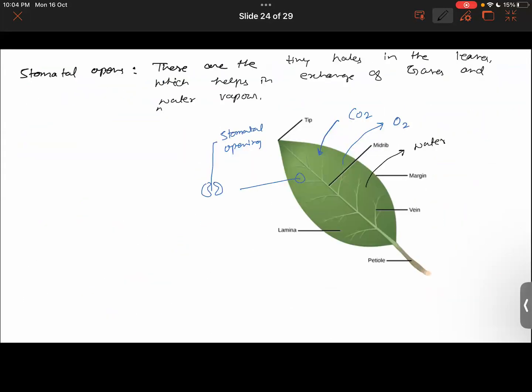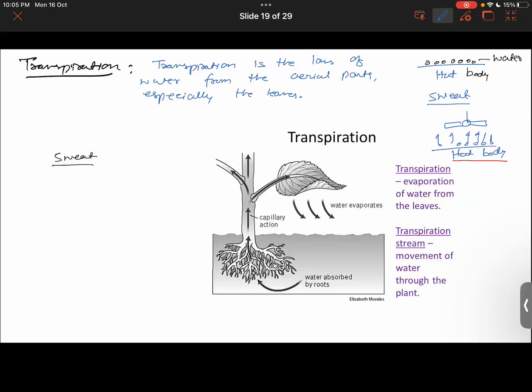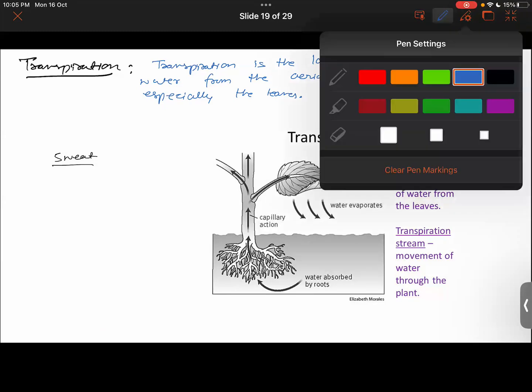Basically it is called stomatal openings. Okay. Getting it now? That is what I said. So transpiration is nothing but the loss of water from the aerial parts, especially the leaves.